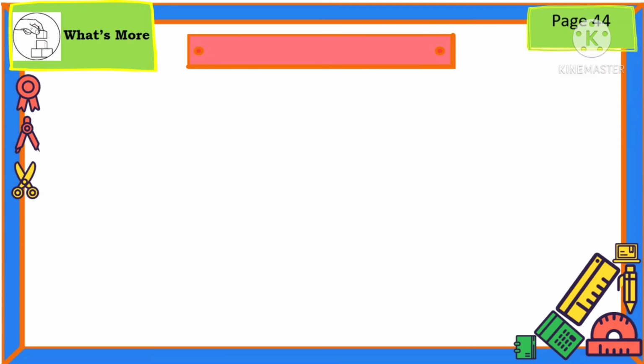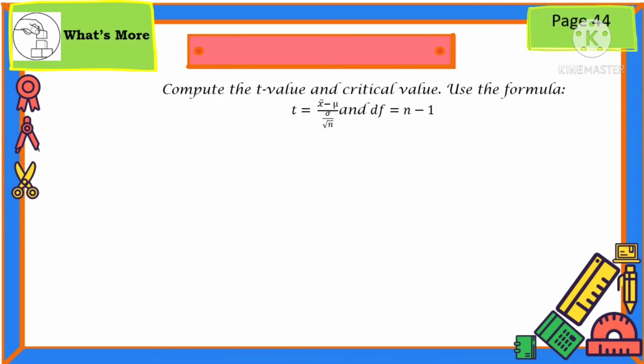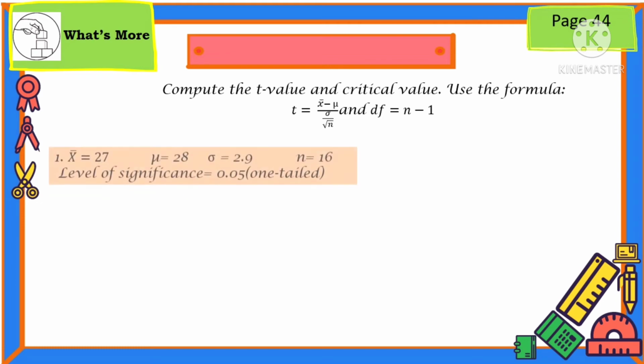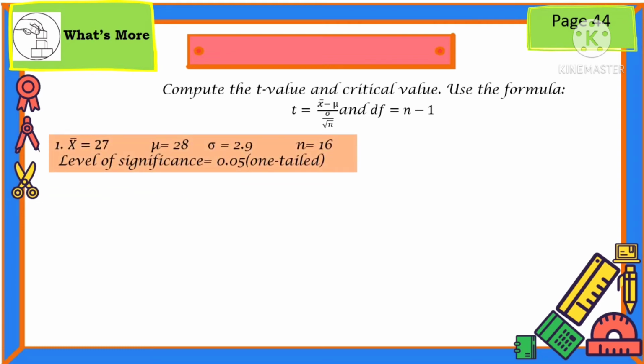On page 44, once more, compute the t-value and critical value. Use the formula of t and the formula of the degrees of freedom. For number 1, we have the sample mean, which is 27, the population mean, which is 28, the standard deviation, which is 2.9, and the sample size, which is 16. The level of significance is 0.05, one-tailed.